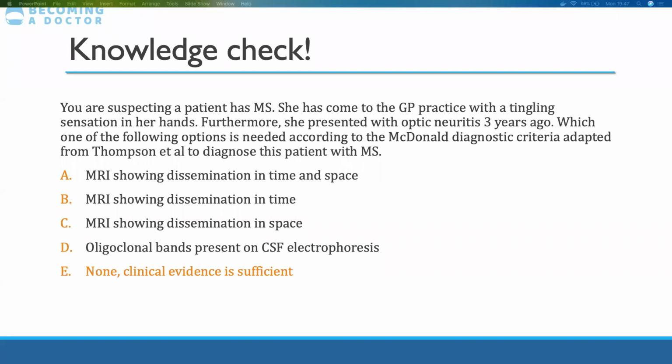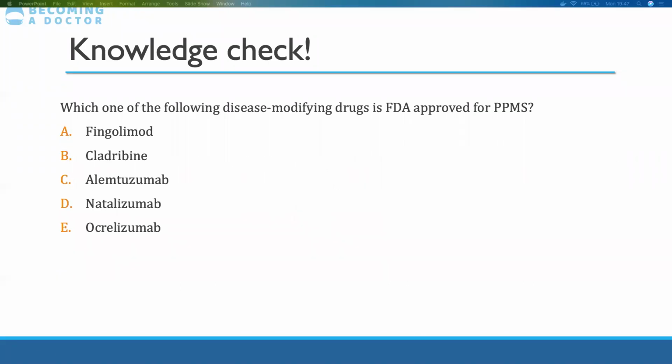Okay, so the next question is, which one of these following disease modifying agents is FDA approved for progressive MS? This one's also quite hard because there's a lot of drugs that we went through.